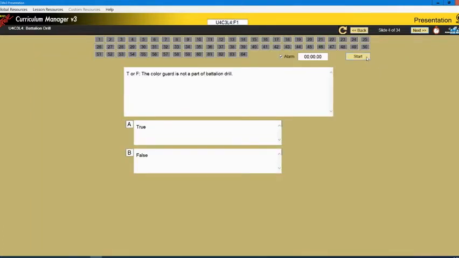True or false? The color guard is not part of a battalion drill. False. They absolutely are. And you guys know most of the time when we do a battalion drill, or we do a battalion formation, we have the color guard out in front of us. When do we do a battalion formation? Parades.